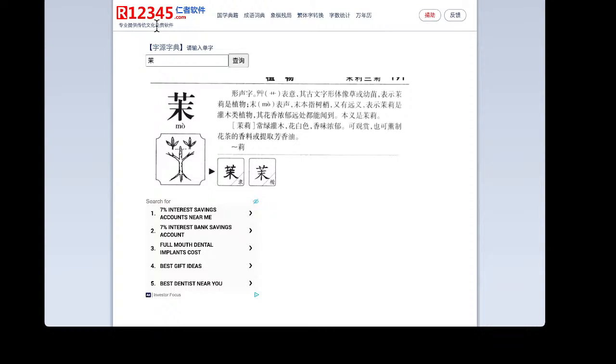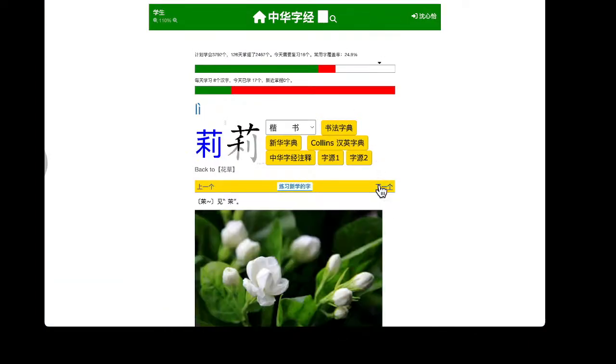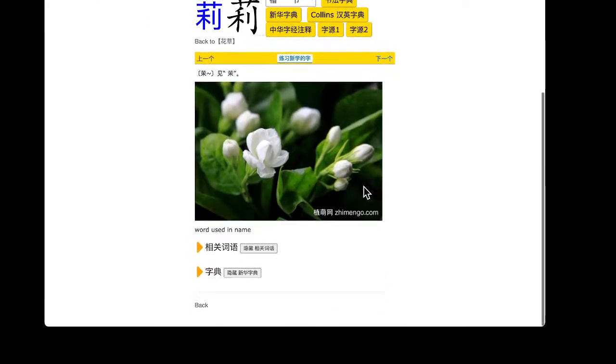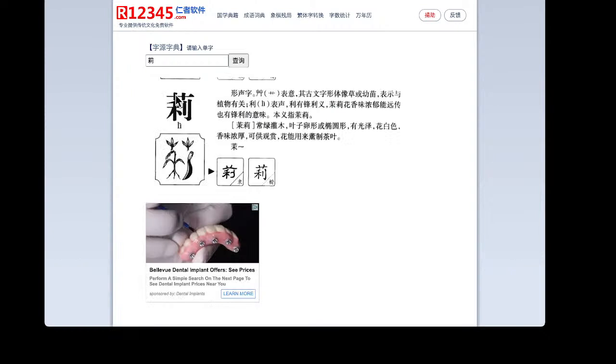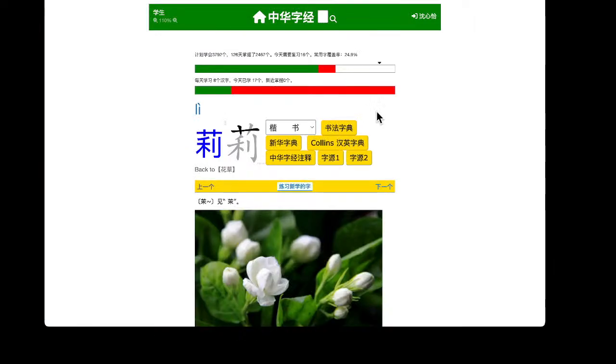So it's 茉莉. Let's take a look at 莉 again. On top is the grass radical and the 莉. And 莉 has the meaning of sharp. The way I think of it is that this scent is quite strong and penetrating. So that's why it can disperse pretty far. They use this sharp to represent that. That's also very sensible. So this is 茉莉.